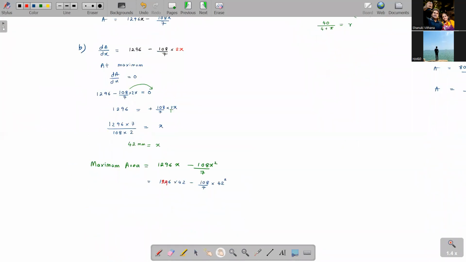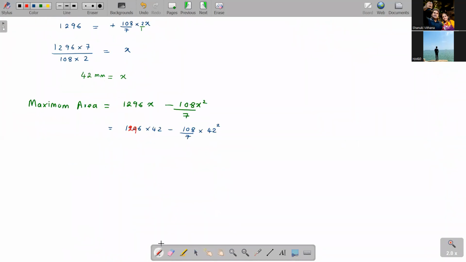So what is the answer you get for the area here? You get 27,216 square millimeters, because we are working in millimeters. Is this correct? Okay, check this answer, 27,216.